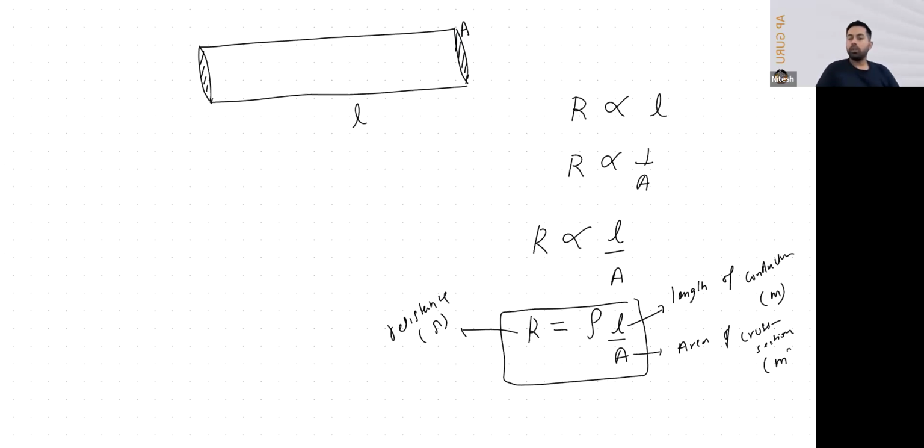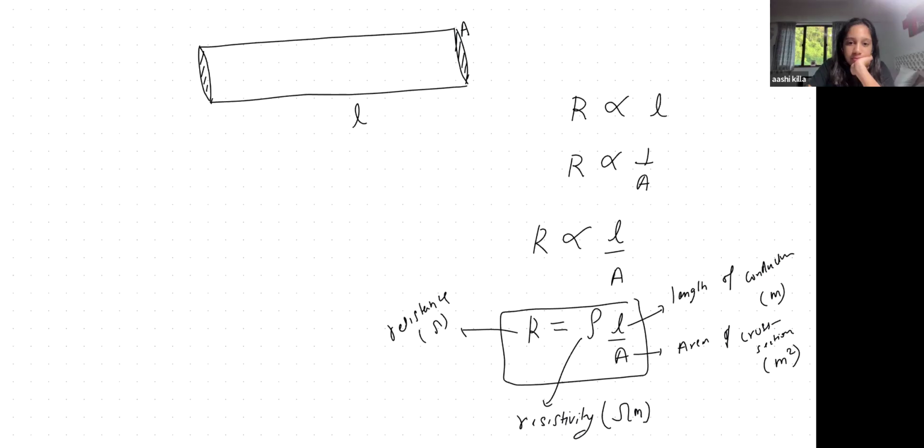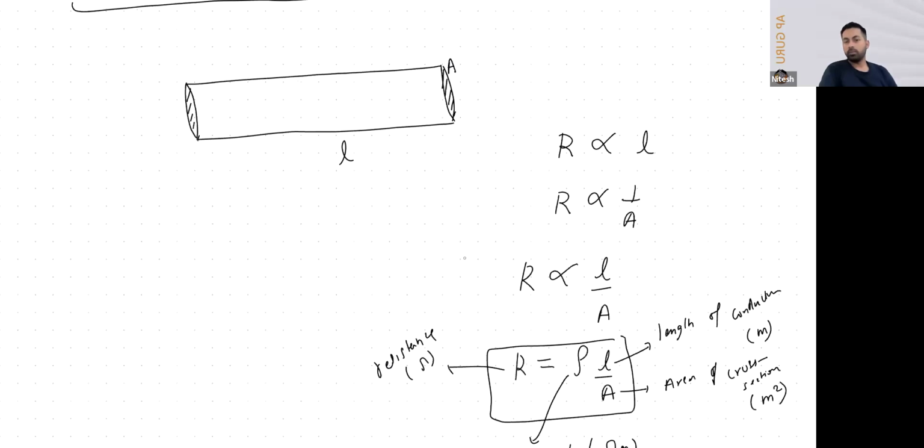Okay. So now what is this rho? Rho is called the resistivity, and it has a unit of ohm meters. Okay, just write this down.